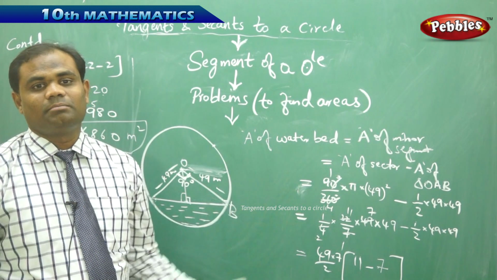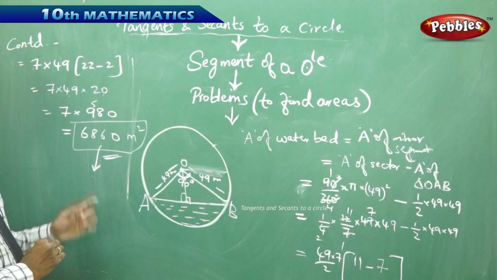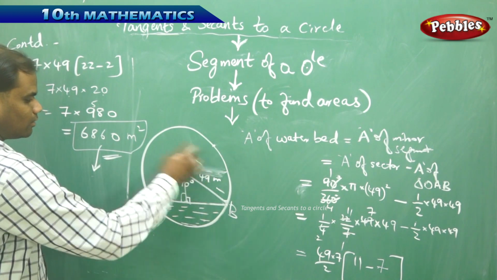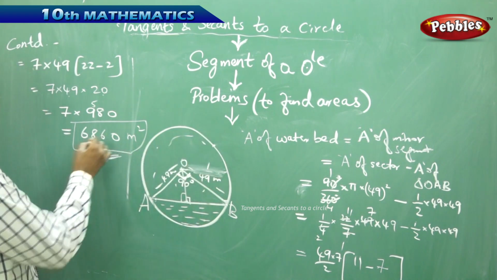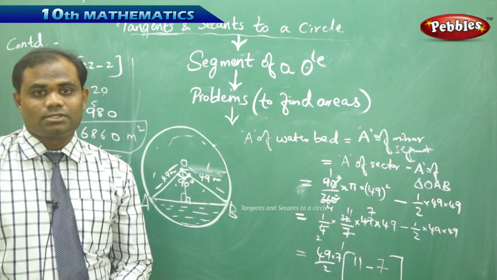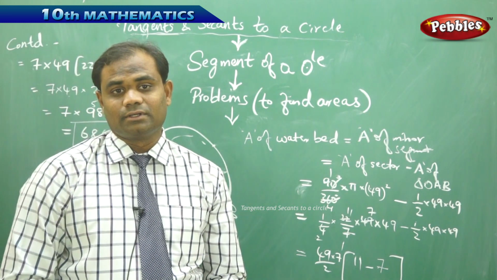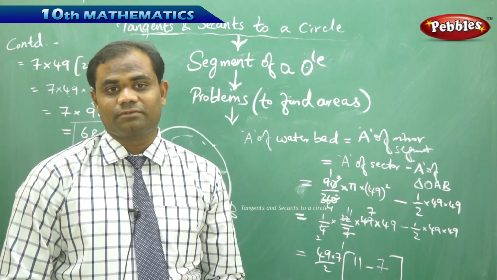So the area of the circular park which is not covered with waterbed, that is the area of the major segment, is nothing but 6,860 meters square. This is how we understand the areas of the segments connected with the areas in real life applications.